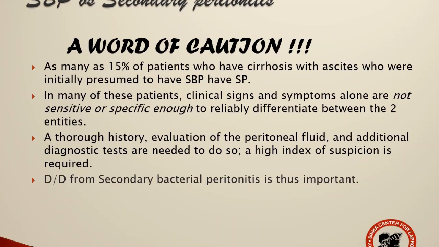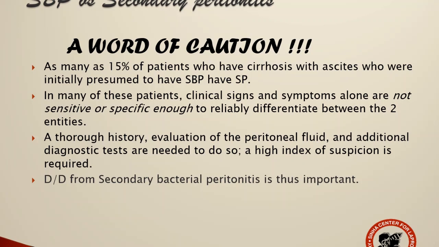A word of caution. It's a very important thing, and that is that not all patients who have cirrhosis and ascites and are infected would be having spontaneous bacterial peritonitis. 15% of these patients who have been labeled as spontaneous bacterial peritonitis may actually be having secondary peritonitis. So you have to be on guard. Why? Because the pathogenesis is different, and the treatment is entirely different when you're talking about a primary peritonitis of the spontaneous bacterial peritonitis type, or an actual secondary peritonitis. And that is why the differentiation becomes important and may not be easy. It's not very easy.